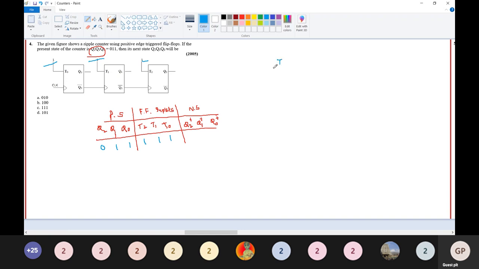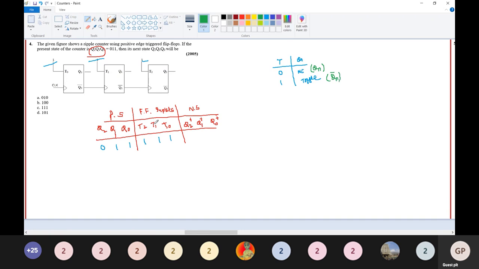As we know the characteristic table of the T flip flop: when T is 0, there is no change, meaning the output is Qm itself. When T is equal to 1, it toggles, so it is Qm complement.